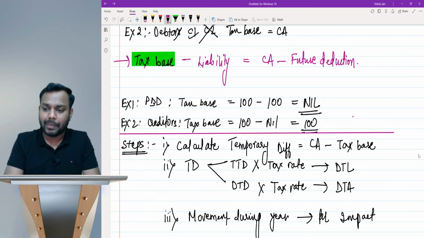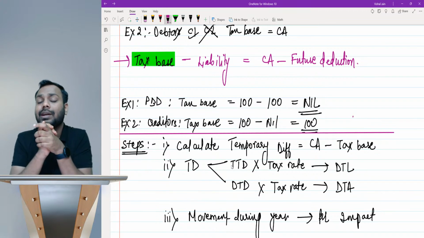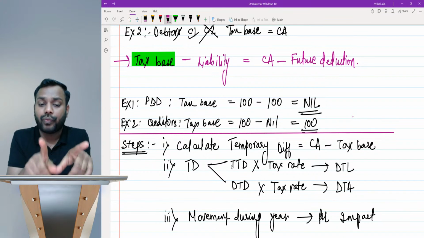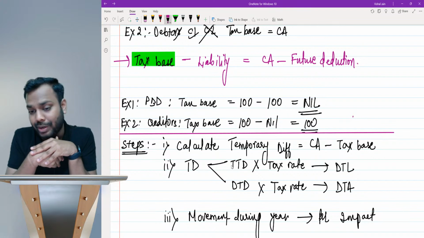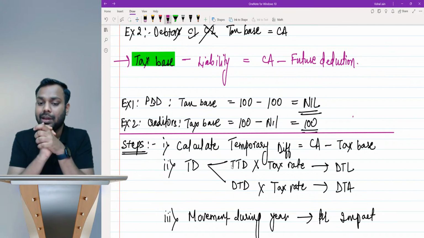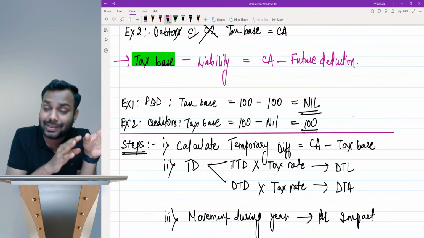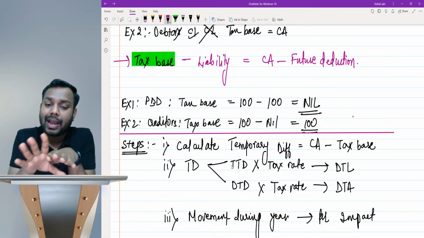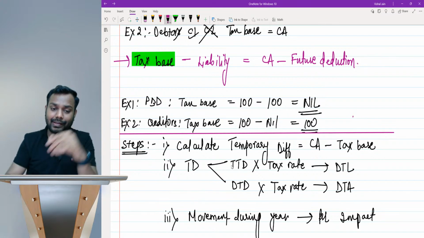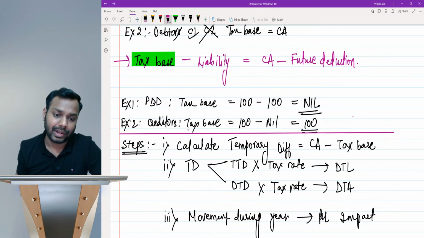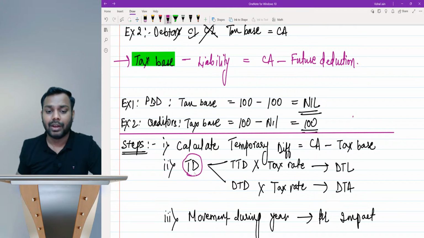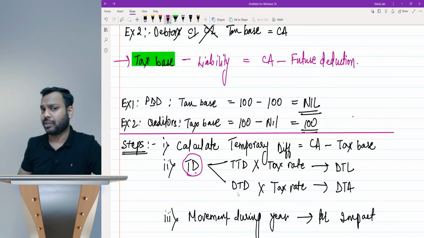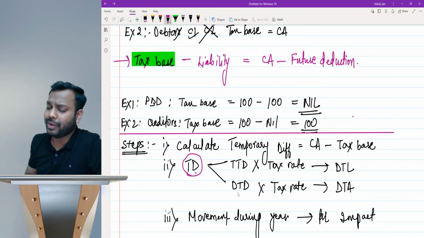So it is called a timing difference, and we have to record deferred tax on that. First we calculate the temporary difference, that is carrying amount minus tax base, whether it is for an asset or for a liability. Once I have calculated the temporary difference, I will classify it as either a taxable temporary difference or a deductible temporary difference. Now what is the meaning of taxable and deductible temporary difference?